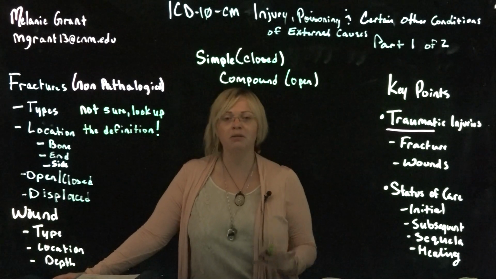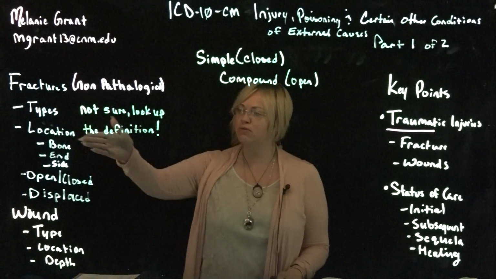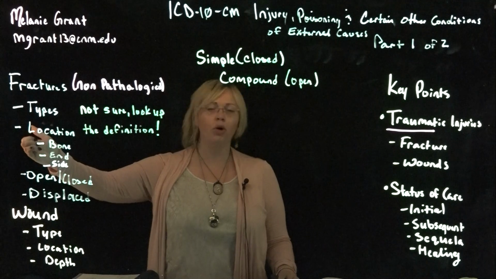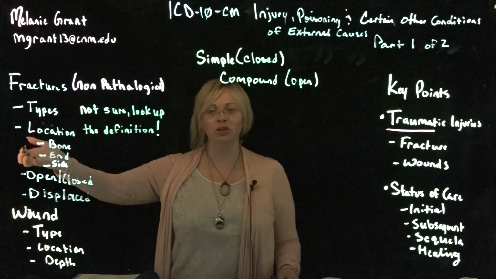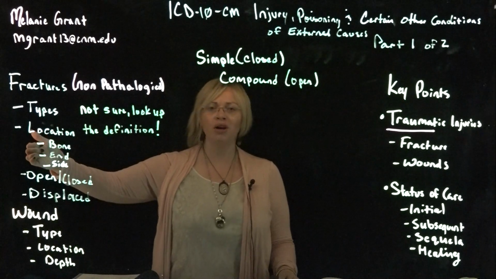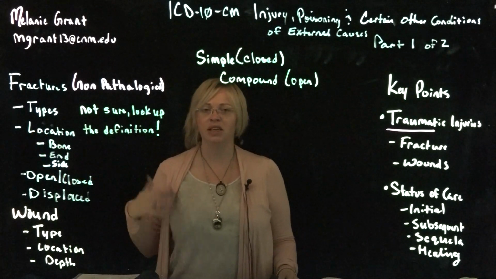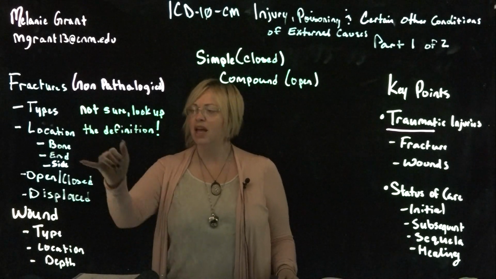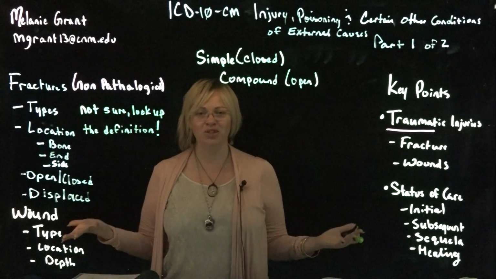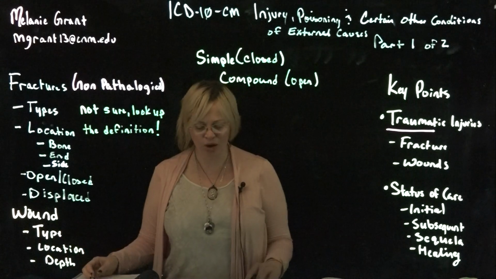Now, when we're talking about coding the location of a fracture, we want to know multiple things. What bone was broken, not just the arm, but which of the 3 bones in the arm? What part of that bone? If it's the upper end, the lower end, the shaft, all of those things are important. And of course, in extremities, what side of the body that was on.